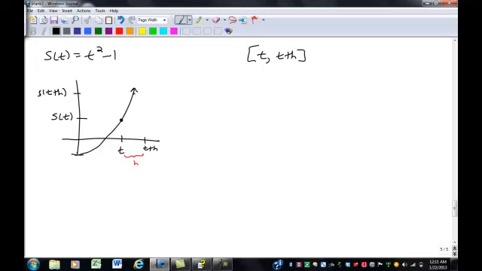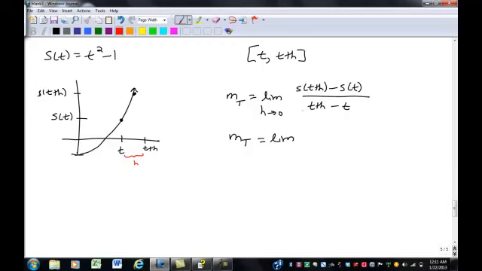So to find the slope of the tangent line, I just have to take the limit as h goes to 0 of the second point minus the first point over... Well, here's where the h comes up. There's the second t plus h, minus the first t, which is t. And so you'll notice these t's here cancel in the denominator.